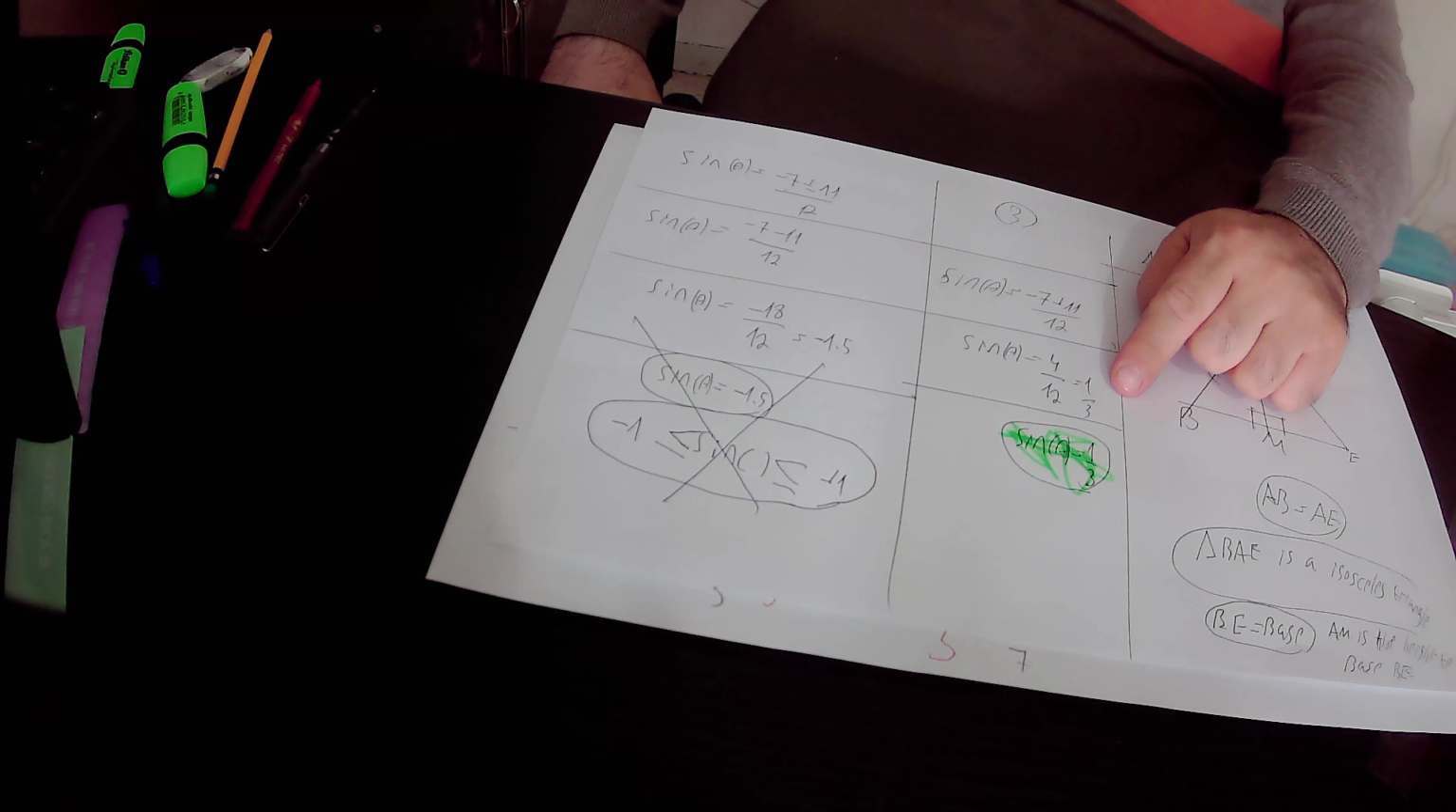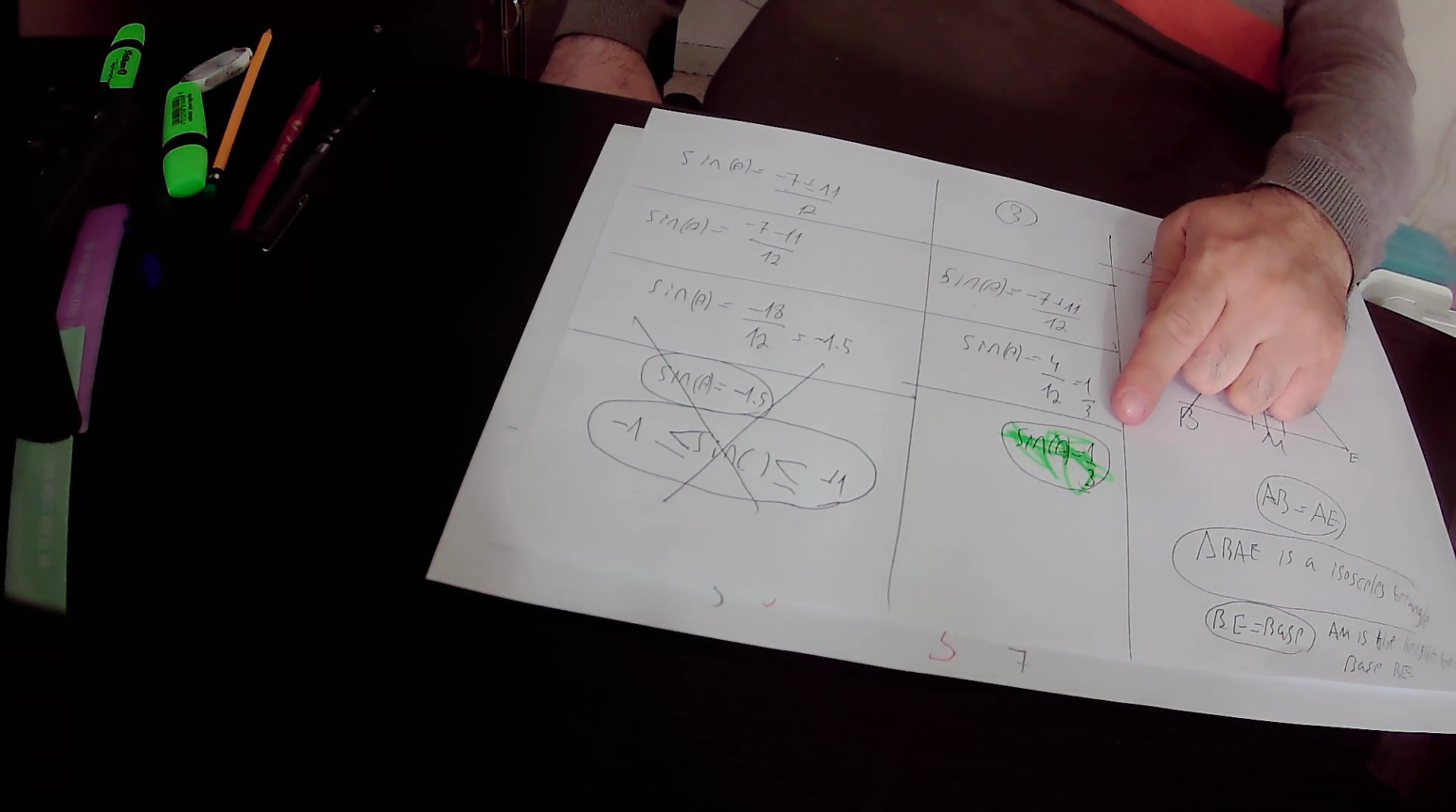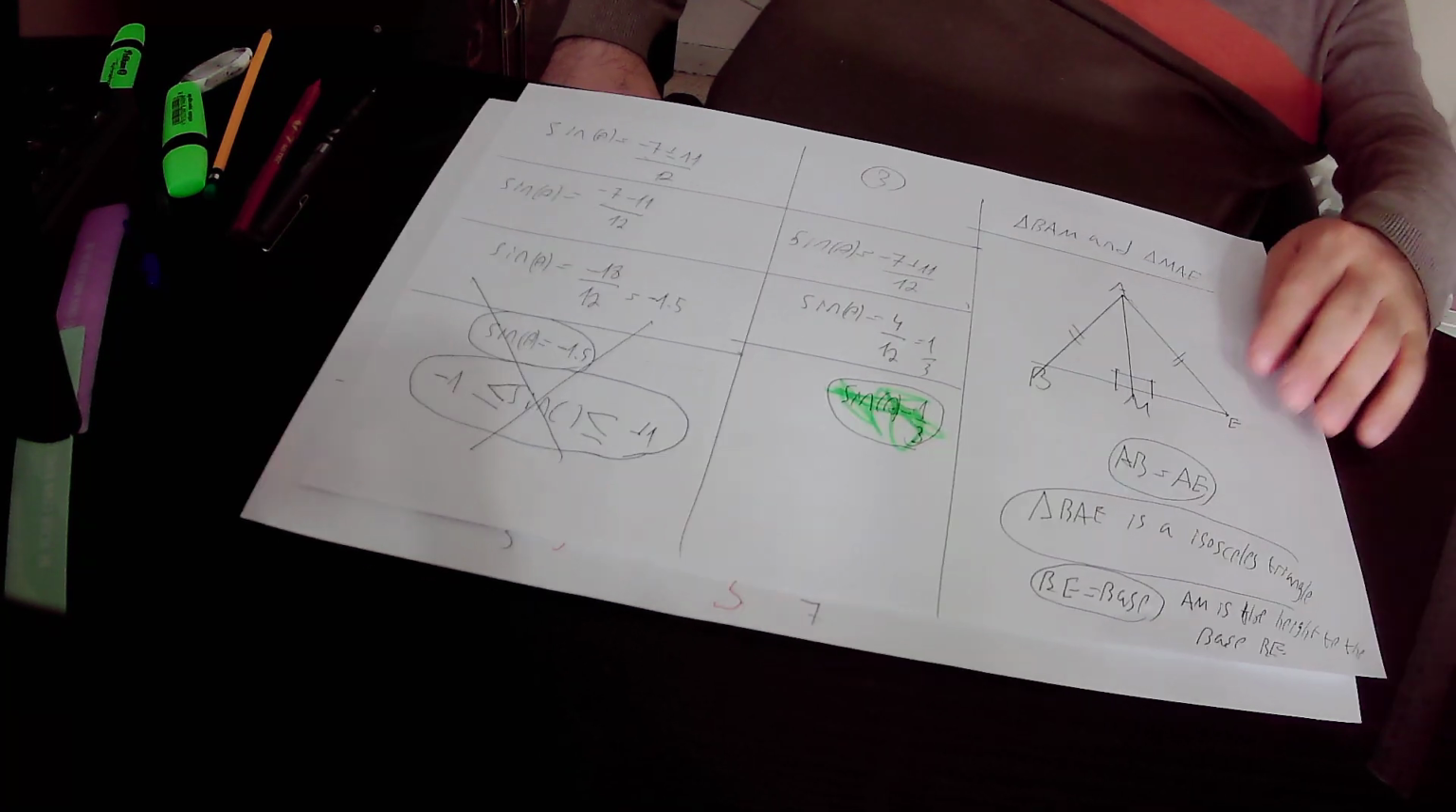4 over 4 is 1, and 12 over 4 is 3. So in conclusion, we found out that sine theta equals 1 over 3.